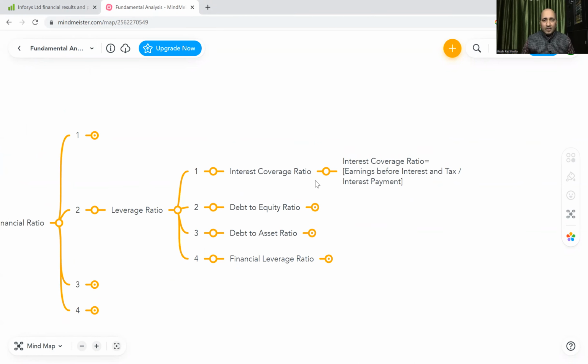is the interest coverage ratio. It will show how much the company's earning is more than its loan interest. For example, the company is earning 400 rupees, but its interest liability is 100 rupees. That means the company's interest is covered four times through its earnings. That means the company is in a good position.